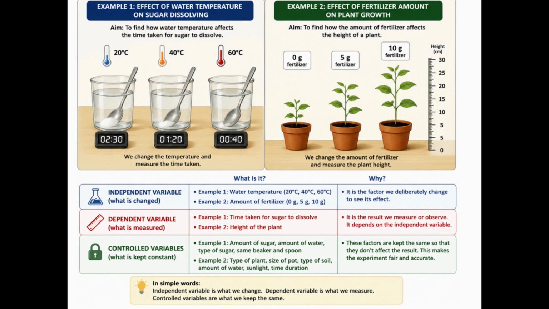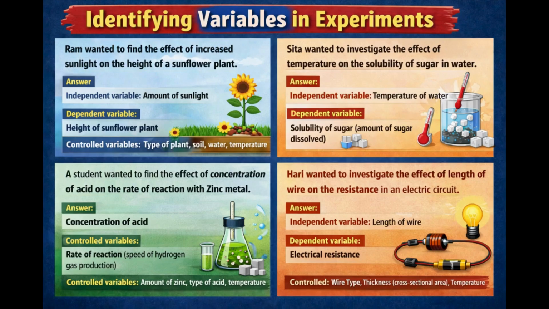Now students, let's move on to the next slide. Here, we will learn how to identify variables in different experiments. This is very important for exams because similar questions are frequently asked. So let's understand step by step. Experiment 1. I wanted to find the effect of increased sunlight on the height of a sunflower plant.